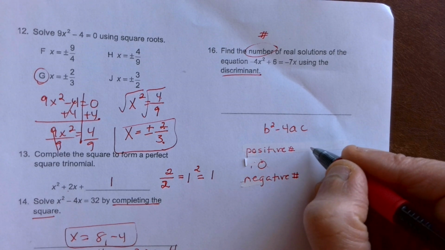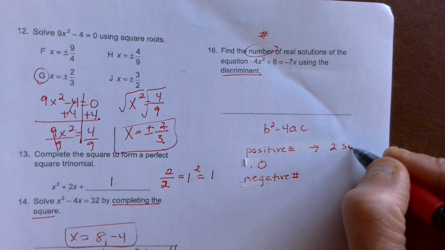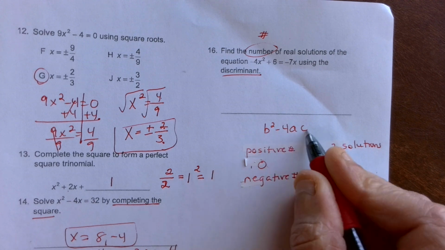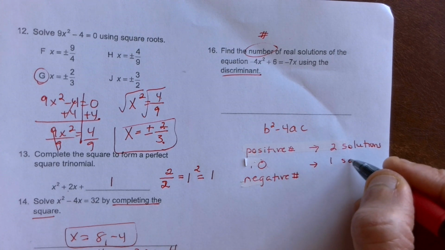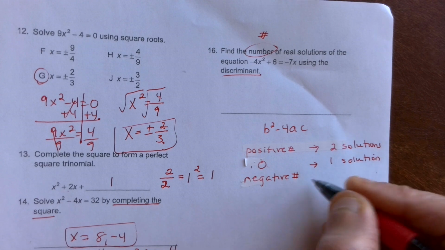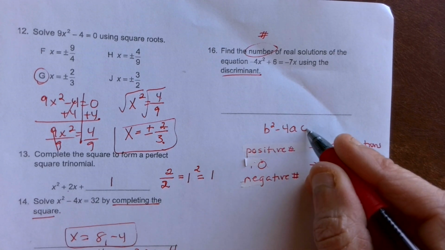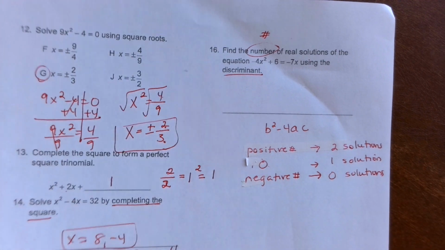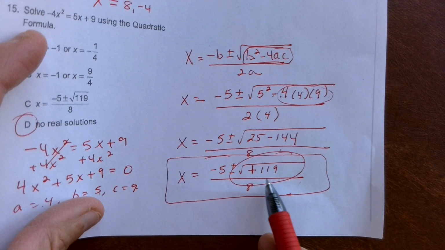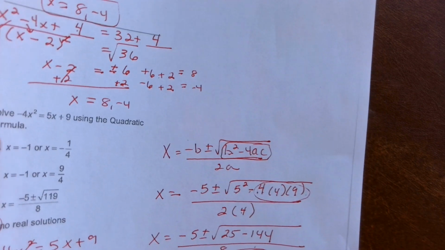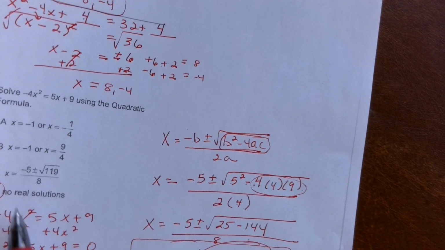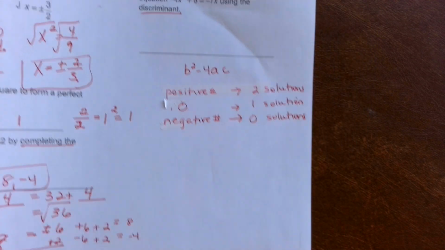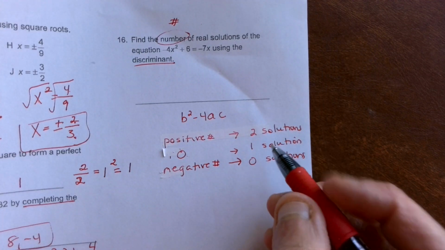If you get a positive number, that means there are two solutions. If you get exactly 0 for this, that means there is one solution. And if you get a negative number for this, that means there are 0 solutions. That should make sense because down here, when we had a negative in the square root, that led to no solutions, didn't it? Because you can't have that. Only imaginary numbers would work in that situation. So let's look and see what happens.